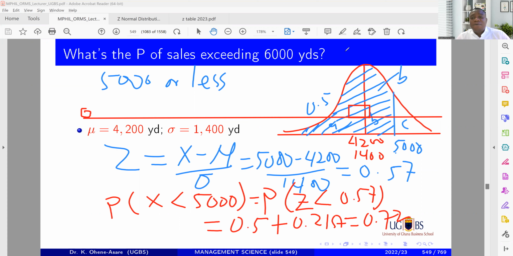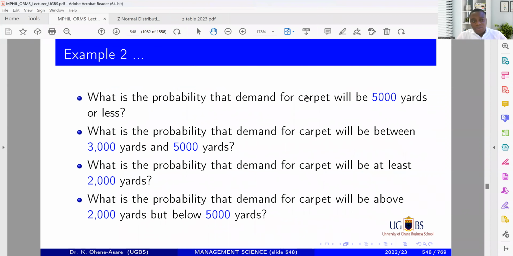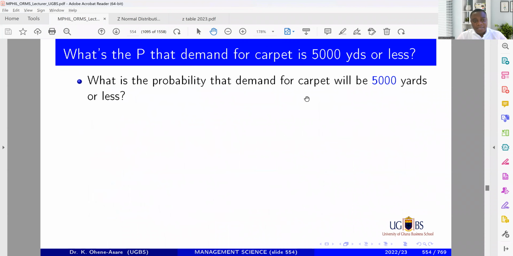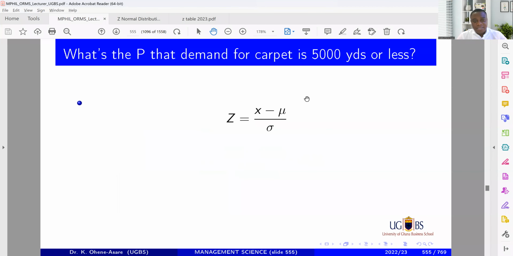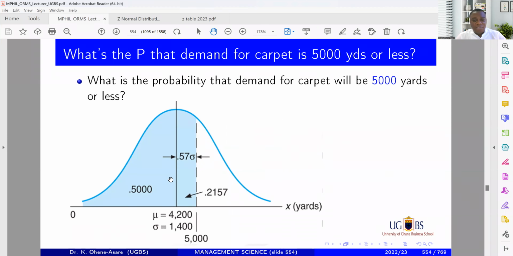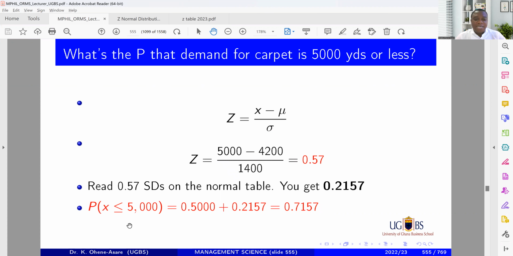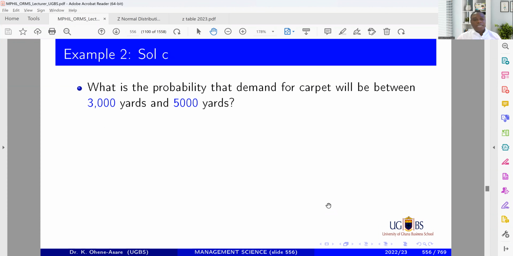So if you are following these things, that's it. Let me just show you all that we've done. That was the area we shaded. We calculated for the Z value. We added the 0.5 to this. We got 71.7157, and we rounded it to 71%. Let's go to the next one.